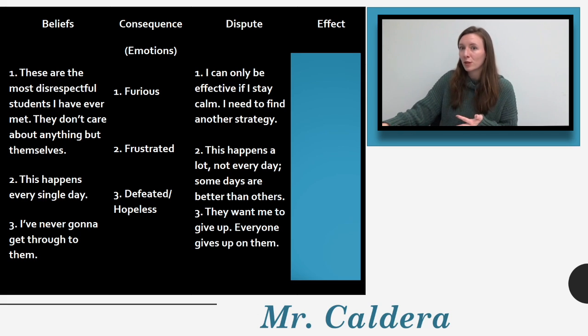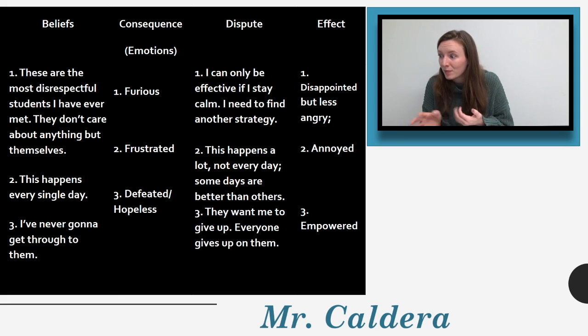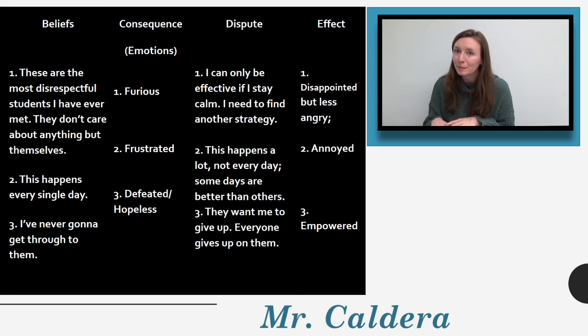So after going through this process and disputing some of those beliefs, we look at the effect. He might not feel furious now. Maybe he feels disappointed but less angry. And then thinking that it happens a lot but not every single day still makes him feel annoyed but not frustrated. And they want me to give up. Everyone gives up on them. That makes him feel more empowered than defeated.